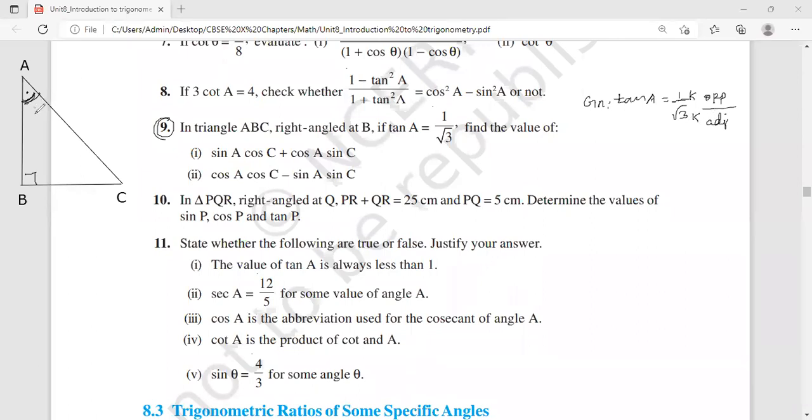So the side opposite to angle A, that will be 1k. And the side adjacent to angle A, if you look at the screen, you can understand. The side opposite, look at the red color, will be 1k and the side adjacent will be root 3k. So the side opposite will be 1k and the side adjacent to it will be root 3k.